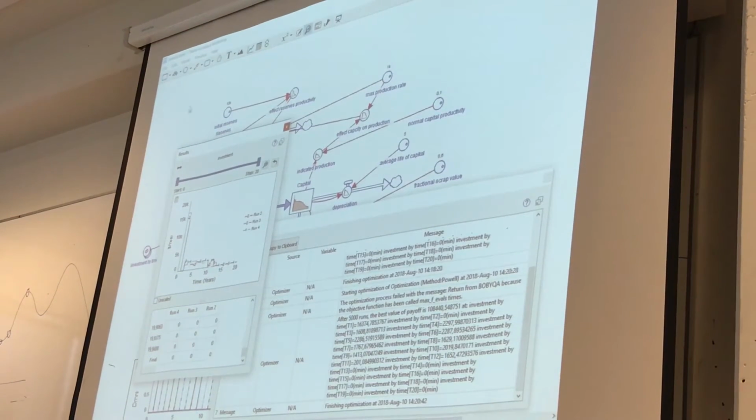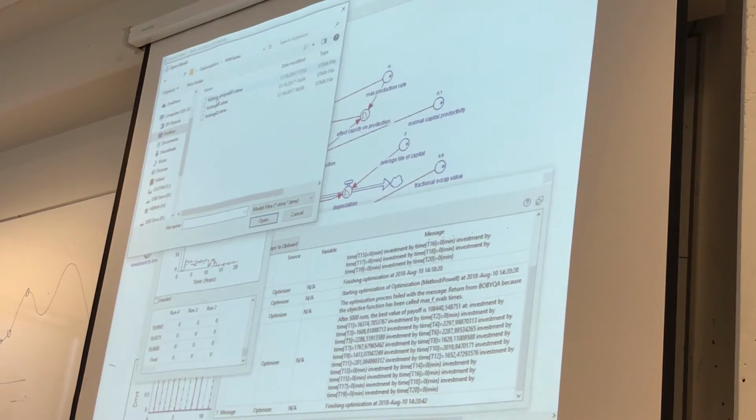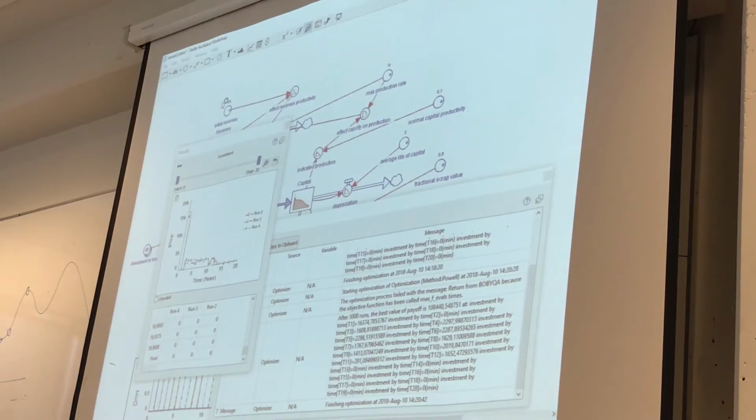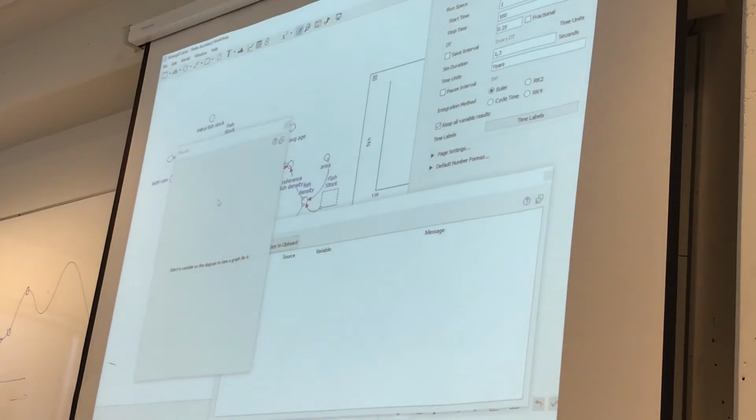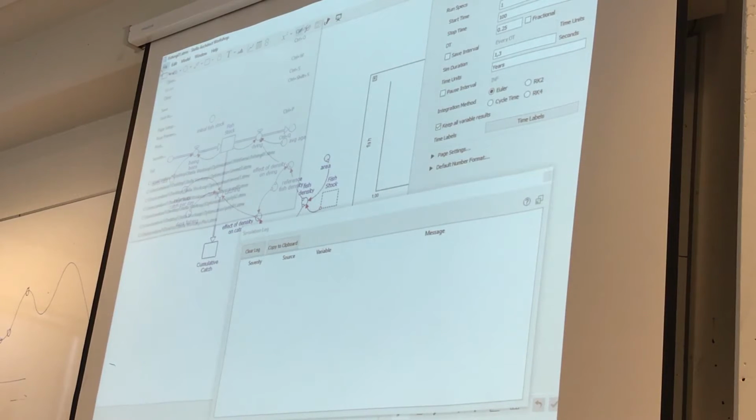So let me open up... you don't need to do this. I'm going to open up a model on here called Fishing 01, I believe. Hopefully it's got stuff set up. Yeah, so let me try Fishing 02.